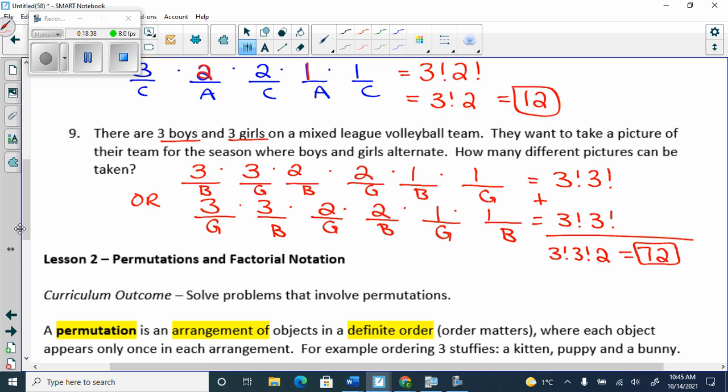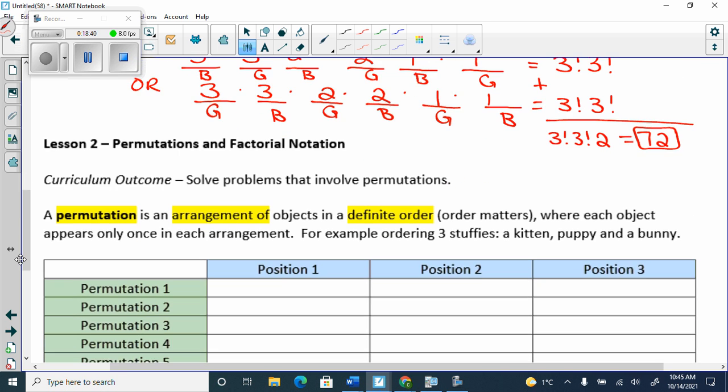Now we're going to talk about permutations and combinations, which permutations you can use factorial notation sometimes, or not. But the key thing with permutation is order matters. So a permutation is an arrangement of objects in a definite order, so order matters, where each object appears only once in the arrangement. So for example, 3 stuffies, a kitten, a puppy, and a bunny. We're going to look at this in a second here.